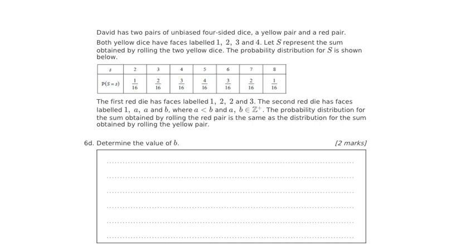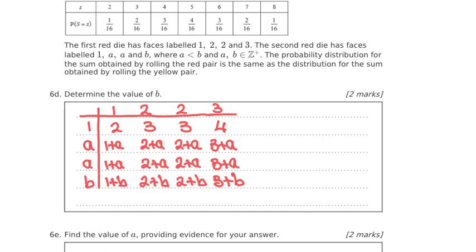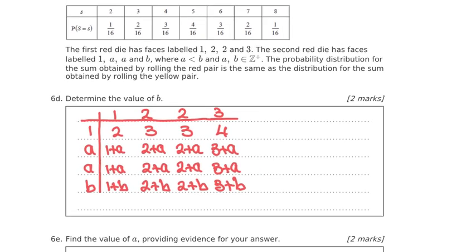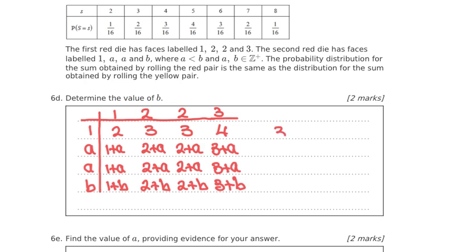In order to do this, I'm going to draw a sample space for the two red dice, which is as follows. Because the probability distributions are the same, we know that the probability of getting 8 is 1 over 16. Therefore, 3 plus B must equal 8. Therefore, B is equal to 5.